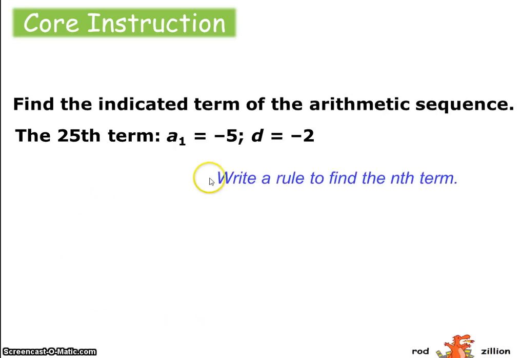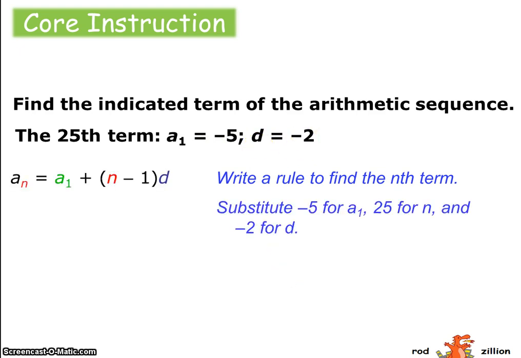We're going to find the 25th term, where a sub 1 is negative 5 and d, the common difference, is negative 2. So the formula is given. I'm going to sub in negative 5 for a sub 1, negative 2 for d, the common difference, and 25 for n, the term number that we're looking for. So a sub 25 equals negative 5 plus 25 minus 1. This is the initial term, plus 25 minus 1 groups of the common difference, which is negative 2.